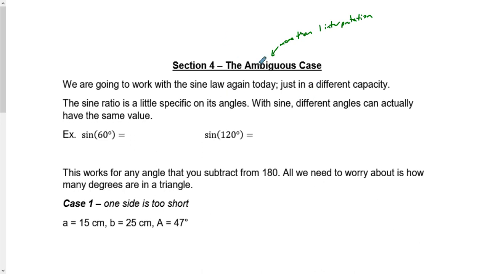So the reason that this only really applies to the sine law is because the sine ratio is quite specific with its angles. For example, the sine of 60 is 0.8660254404. Or if you've taken exact values, it's the square root of 3 over 2. Sine of 120 is the exact same value.